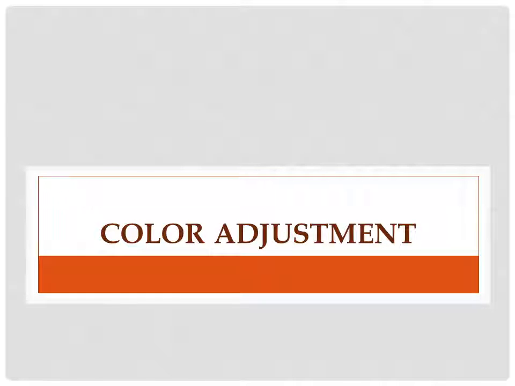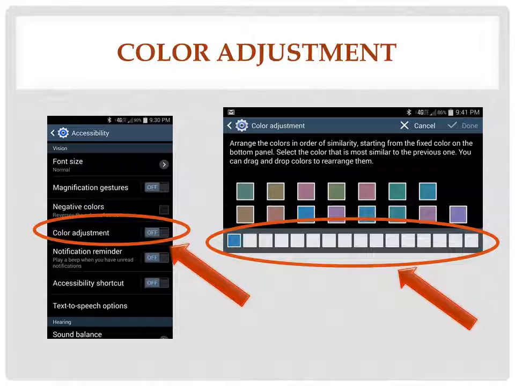For those with difficulties differentiating between colors, the color adjustment menu option can be especially helpful. To begin, activate the color adjustment option on the accessibility menu. An instruction menu will appear. Press Start, and the next menu that pops up is the color adjustment. Users are instructed to select the color that is most similar to the previous one in the line by dragging and dropping them in the squares at the bottom.